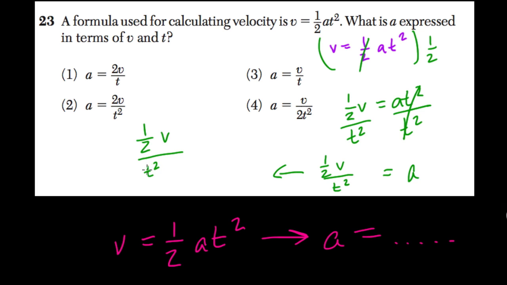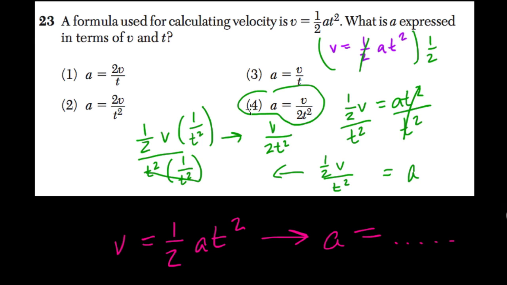I want to get this t squared out of the denominator. So really what I'm going to do is multiply by 1 over t squared, and do that in the numerator as well. And this makes everything a lot nicer, because these cancel out. And now I can deal with this. What is 1 over t squared times 2v? Well, v is the only thing in the numerator here. So this is going to end up equaling 2v times 1 over t squared, right? And all I've done is rewrite this a little differently. So I get choice 4.